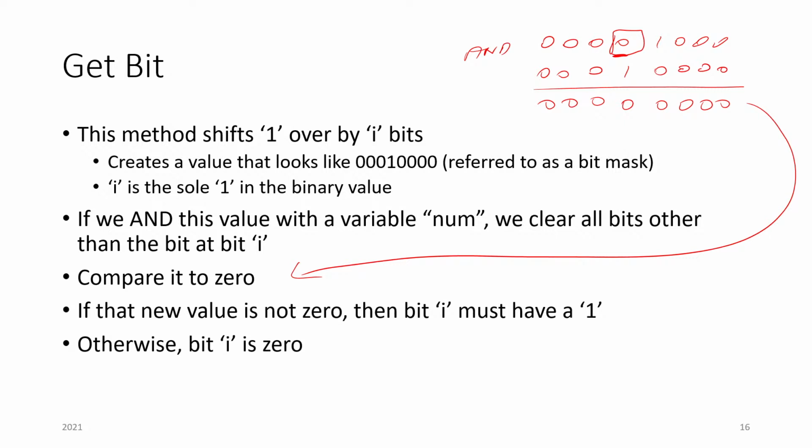So if this entire result here is 0, this means that this original bit here was 0. So once we get the result here being all zeros, the original bit that we were checking for is going to be 0.